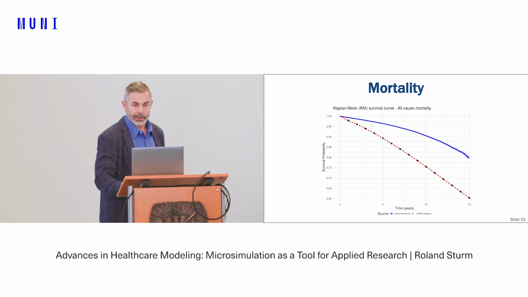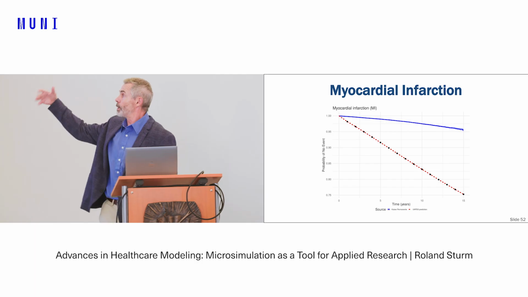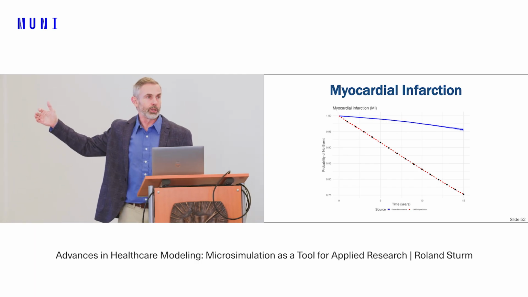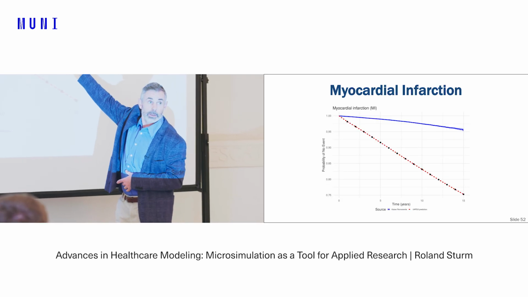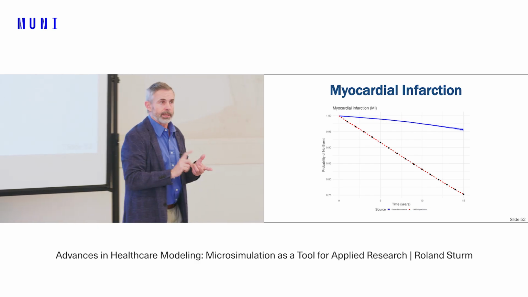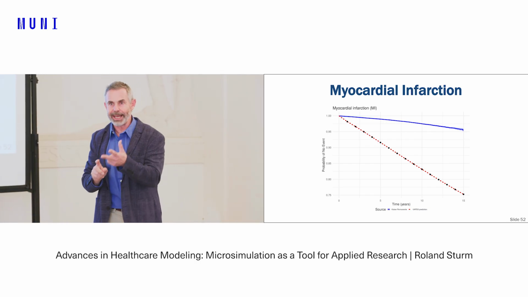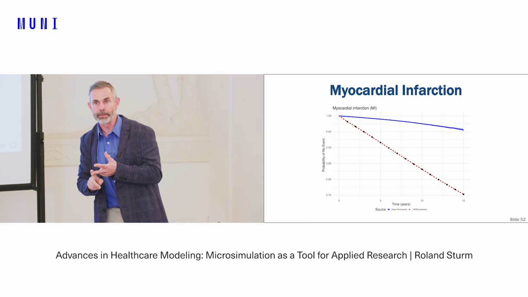What happens to myocardial infarction? No surprise either, because we know myocardial infarction has dropped substantially. But the UKPDS model does not reflect it. UKPDS still has this very strong effect of myocardial infarction among people who were diagnosed with diabetes. This has dropped a lot. And we talked about the statins. It's the statin story.